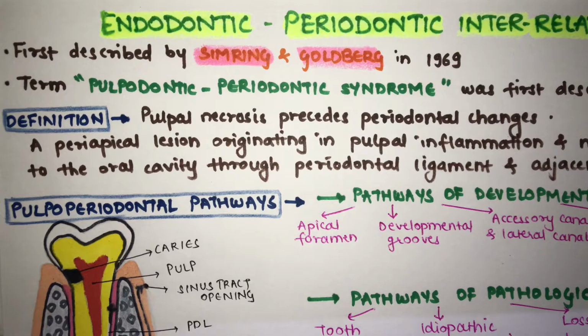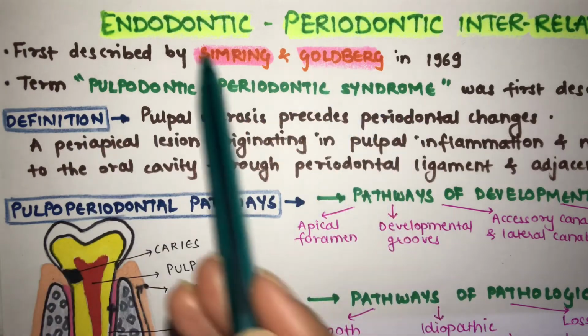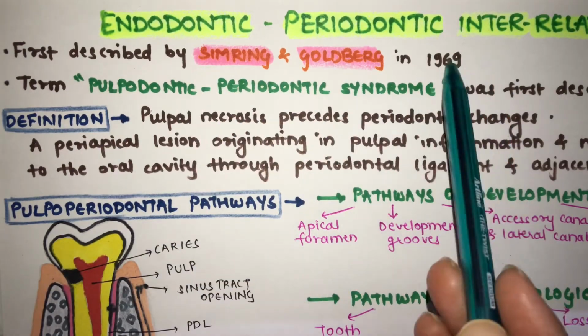The topic is endodontic-periodontic interrelationship, or endodontic-periodontic lesions. Endodontic means related to the pulp, and periodontic is related to the periodontium, that is, the supporting structures of the teeth. Now, how are these two structures interrelated, and how do they form a lesion? This was first described by Simring and Goldberg in 1969.